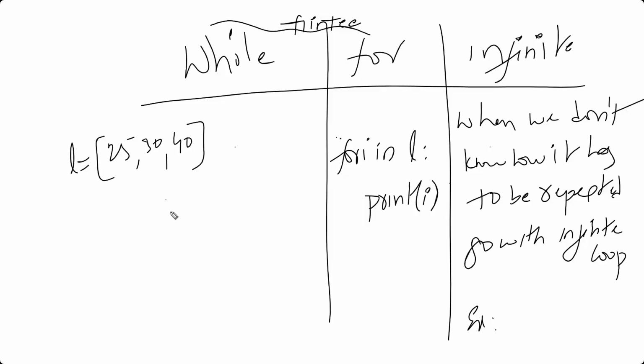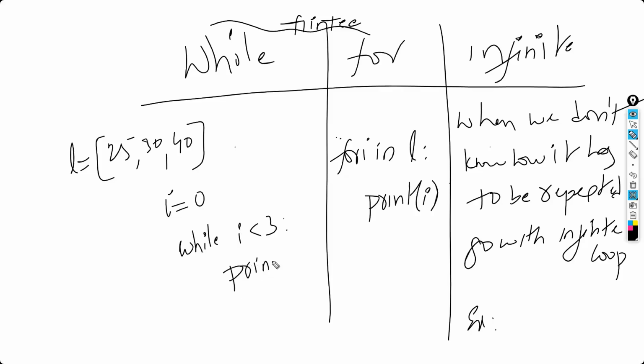Now the same thing when you are using the while loop: you have to take I is equal to 0 and while I is less than 3, because 3 items are there. Next you have to write print L of I, and then I is equal to I plus 1. In this case also you'll get 25, 30, 40, the same thing.